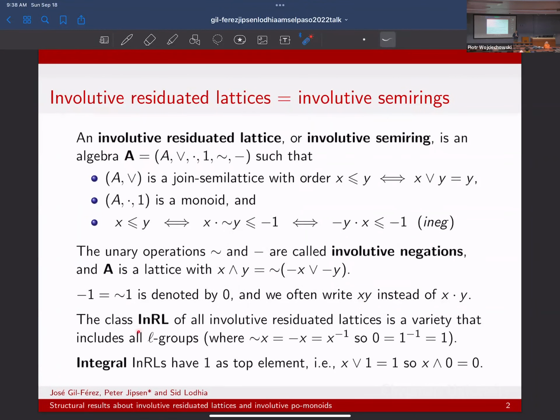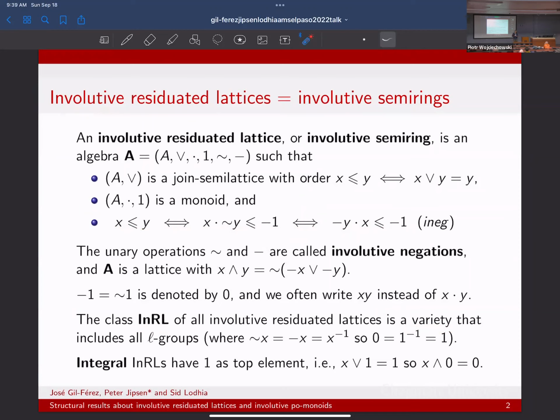The class of all these involutive residuated lattices, as I will refer to them in this talk, though if I were giving a computer science talk, I might call them involutive semi-rings, is interesting in that it's a variety. In spite of the fact that this property here is not equational, it can be translated into some very short, simple equations that you don't use in practice, so it's not worth writing them down.